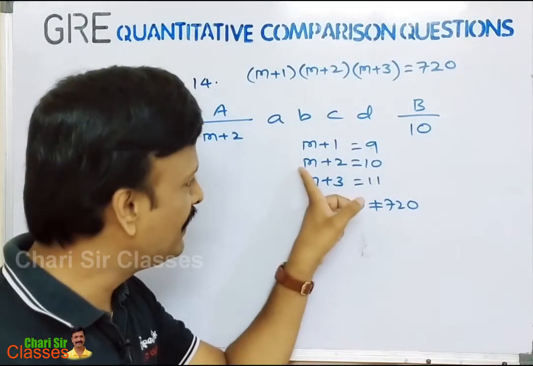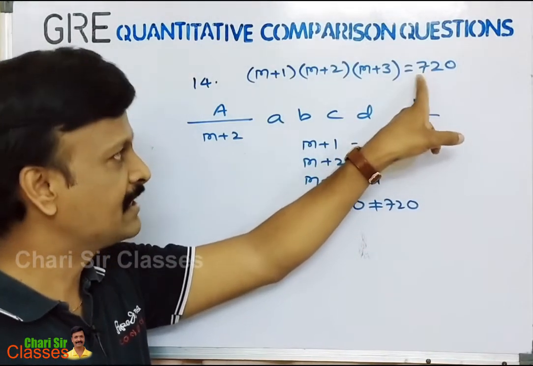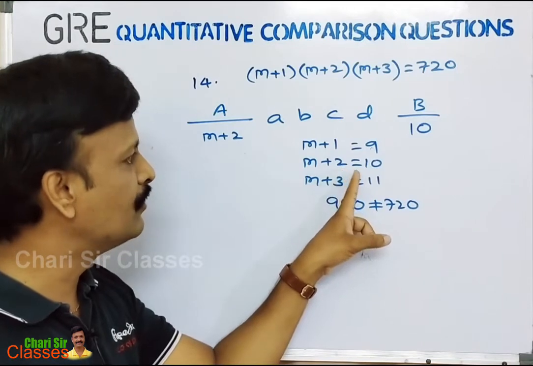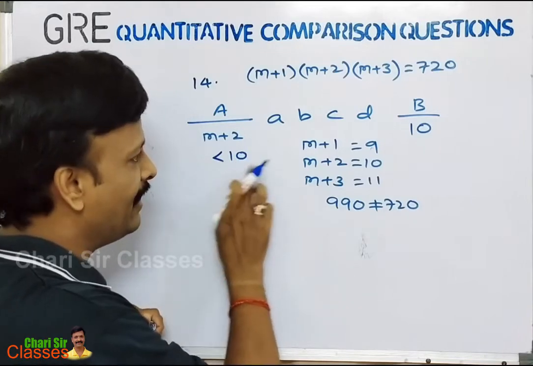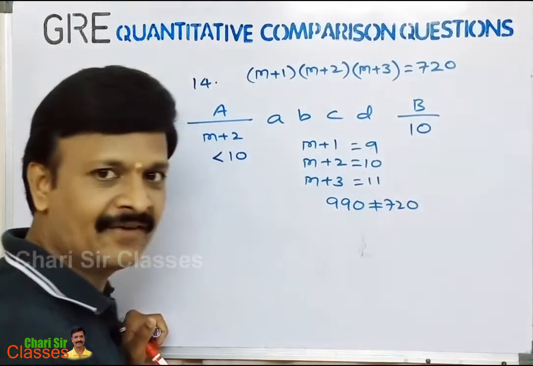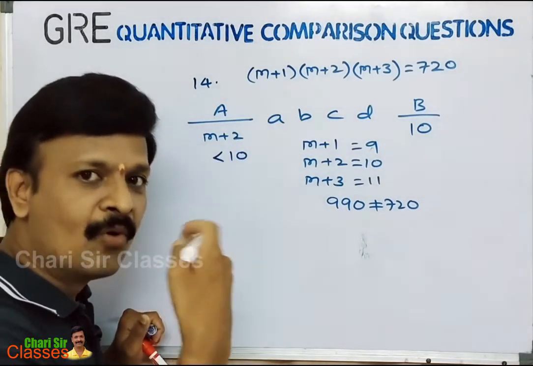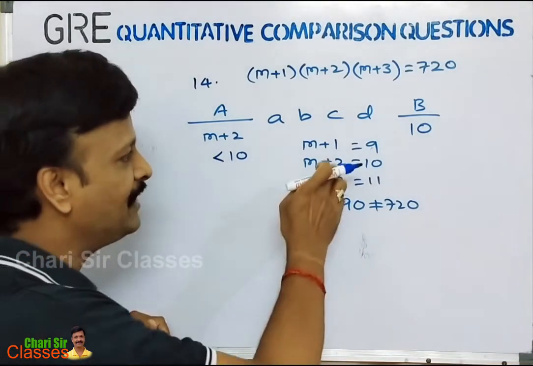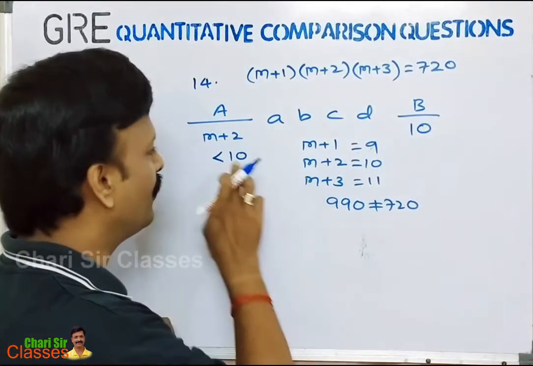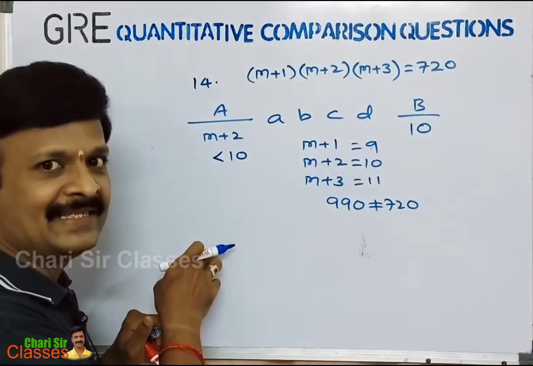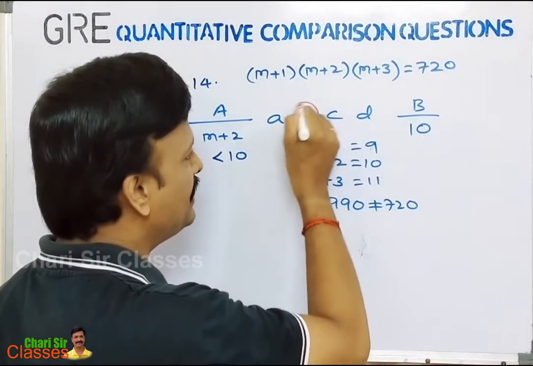Definitely no, because when we take m plus 2 value as 10, we have got more than the test condition 720. So when you take m plus 2 value less than 10, any value less than 10, then this product will become 720. Means m plus 2 value is always less than 10, not more than 10, not equal to 10. With m plus 2 equal to 10 we checked, and we are not getting 720. Therefore we can say that m plus 2 is always less than 10, quantity B is always greater.